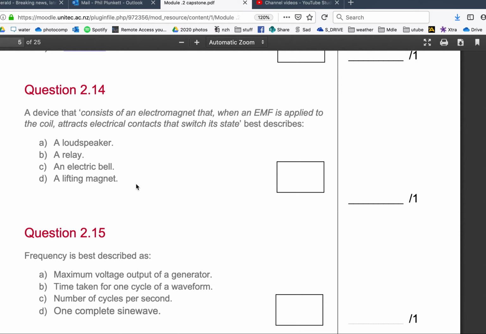Device which consists of an electromagnet that, when an EMF is applied to the coil, attracts electrical contacts. What switch best describes this? This describes those contactors we're using to control our motors and also relays, okay? So contactors and relays. Relays are a smaller version of a contactor. So that one there is going to be the relay.